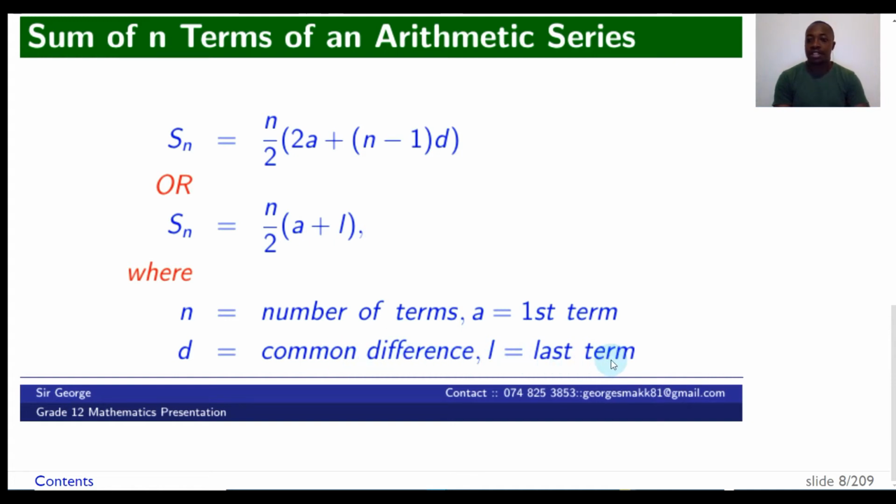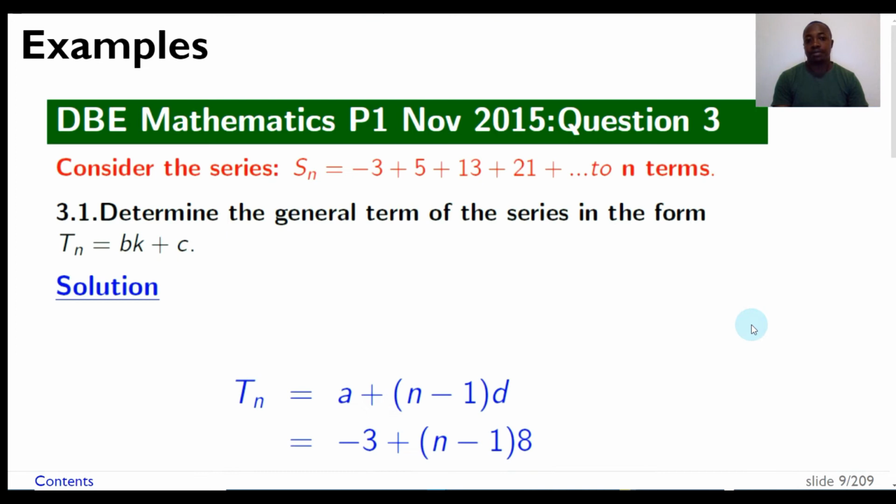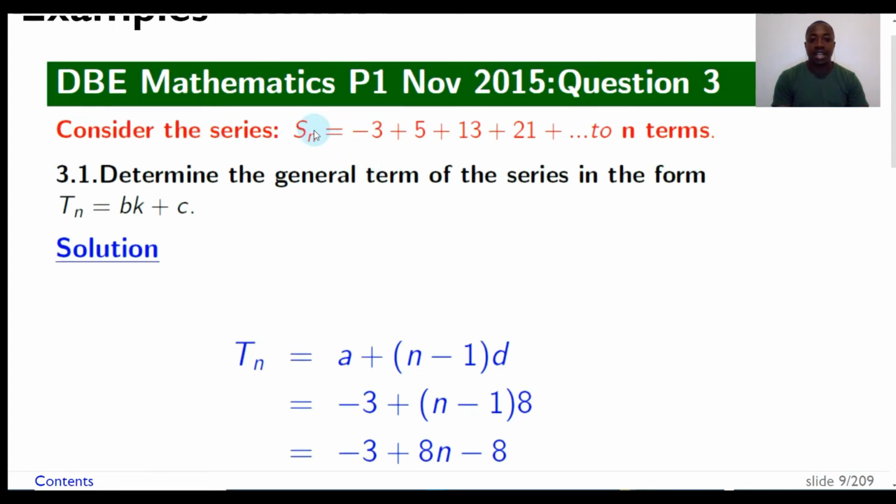Now, having said this, this is like peeling a potato. Let's see how the salad is made. That means an example that comes from an exam itself. Okay, DBE Mathematics Paper 1 in 2015, question number 3, if you have to check it out. Consider the series Sn = -3 + 5 + 13 + 21 + ..., to n terms. That's how it goes.